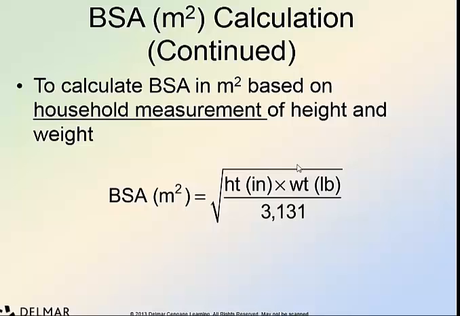Now, if you're using household measurements of height and weight, the denominator will be a little bit different. So instead of dividing by 3,600, we divide by 3,131. So again, it's the square root of the height in inches times the weight in pounds divided by 3,131.